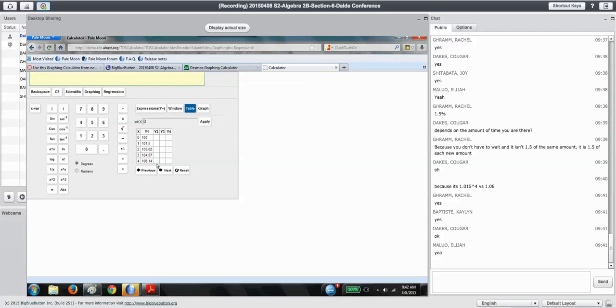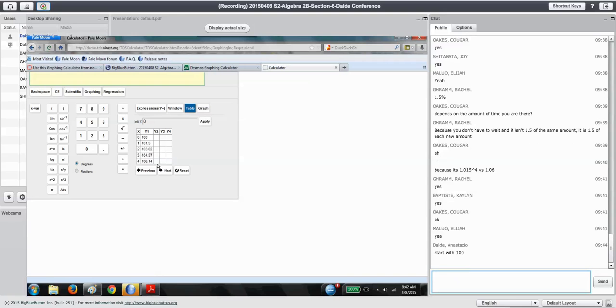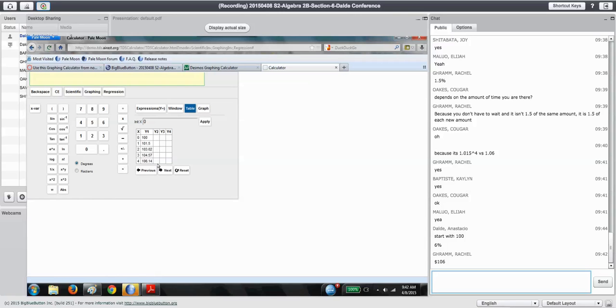If you put in $100 to begin with, and you compounded it annually at 6%, how much money would you have exactly in the account? Come on, people. You'd have $106, because 6% of 100 is exactly 6. So you add those two together and you have $106. So on one side, you'll have $106.14, and on the other side, you just have straight up $106.